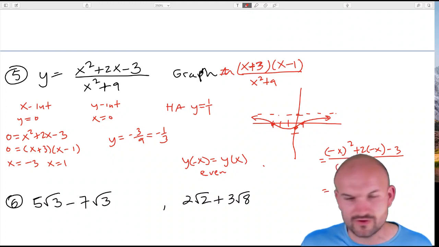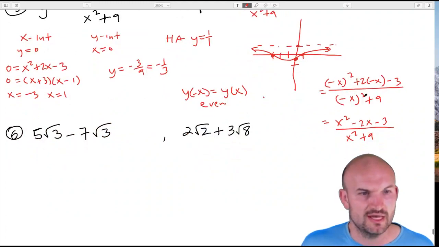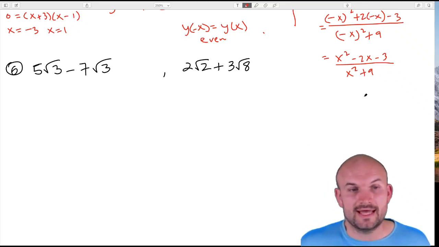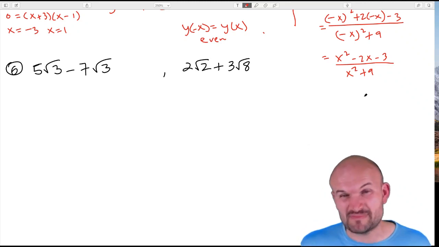to some of your guys' questions. So the last one is just to go ahead and how to subtract some surds. And they didn't really give me an example, so I just made these up.